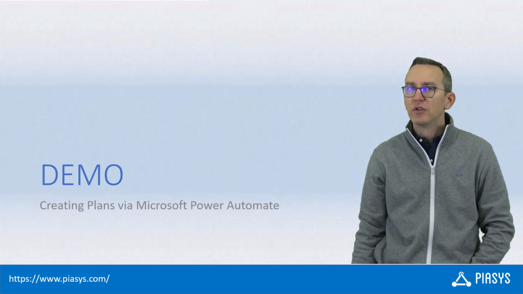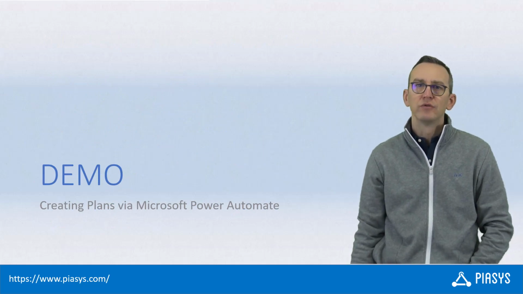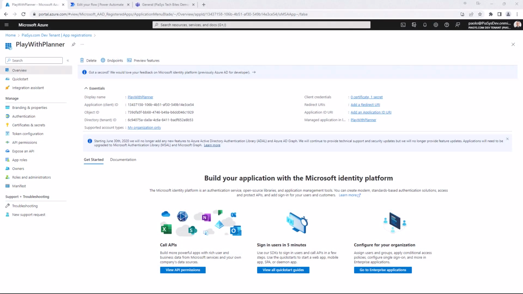So let me move to the demo environment and let me show you how to do that in practice. So let's start having a look at the Azure Active Directory application that you need to register in order to consume Microsoft Graph from within Power Automate.